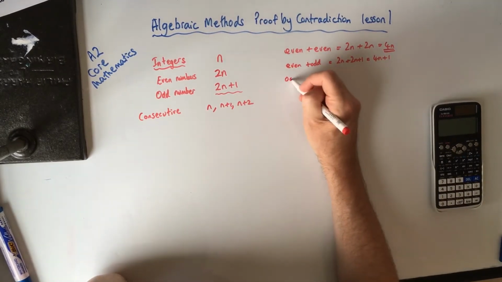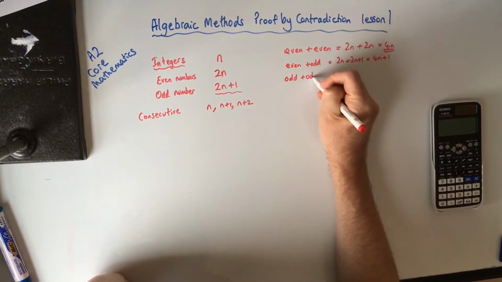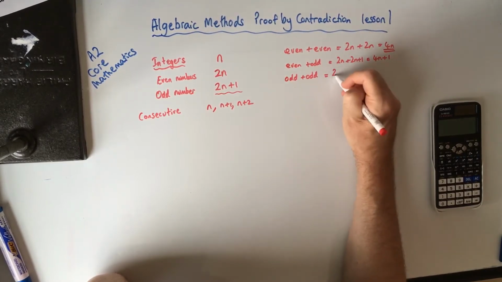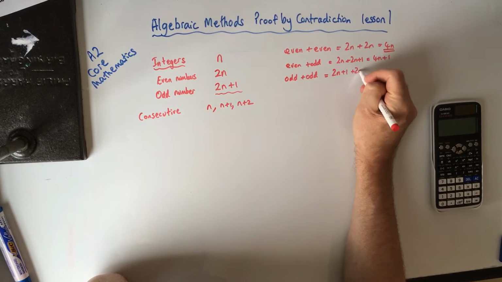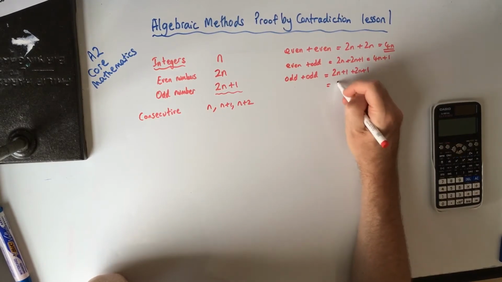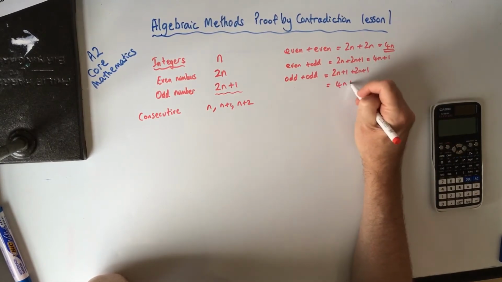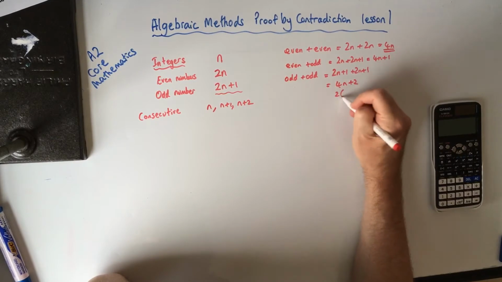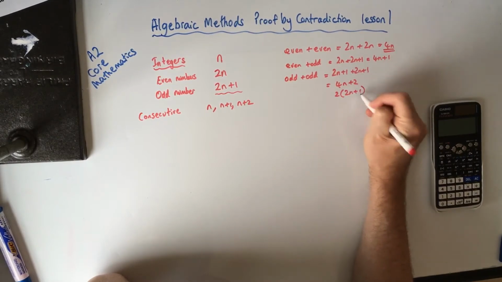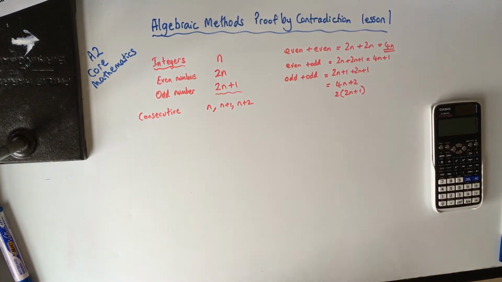And an odd plus an odd is going to be 2n plus 1 plus another 2n plus 1. It's always going to give you 4n plus 2, and that's always going to factorise, isn't it? So an odd plus an odd number is always going to give you an even number for any value. So it's worth thinking about that.